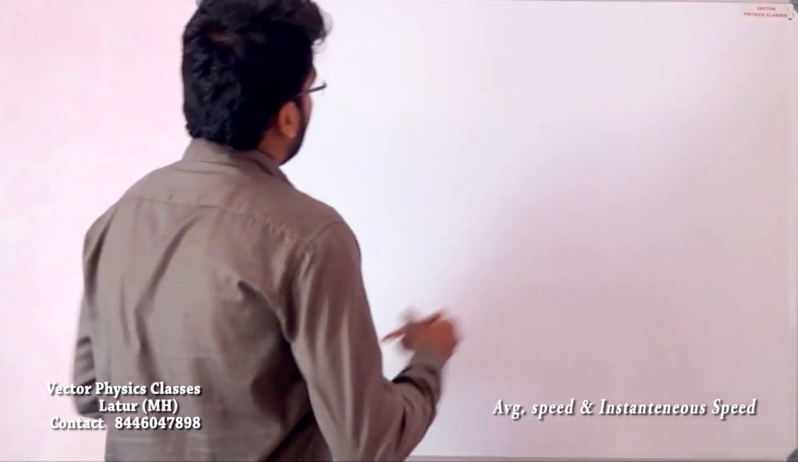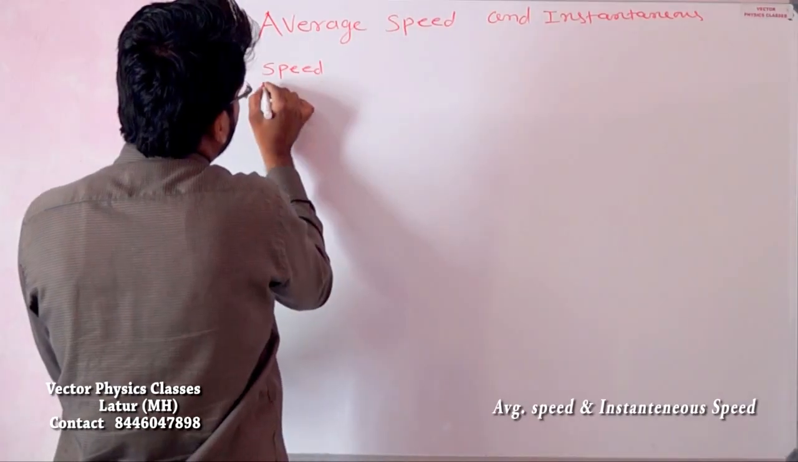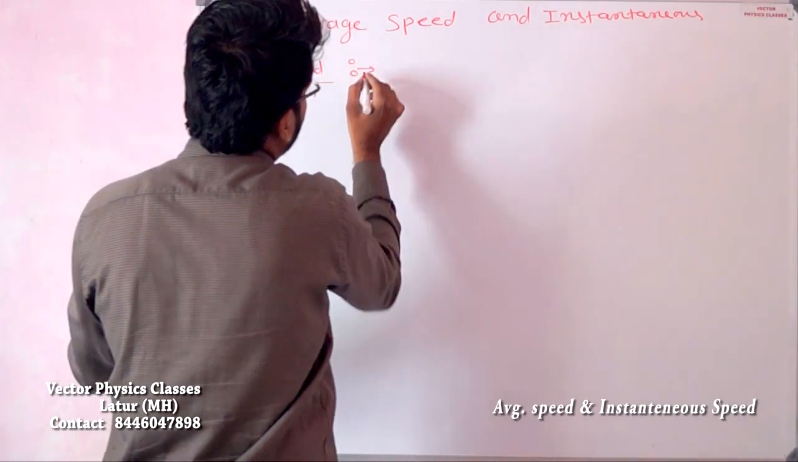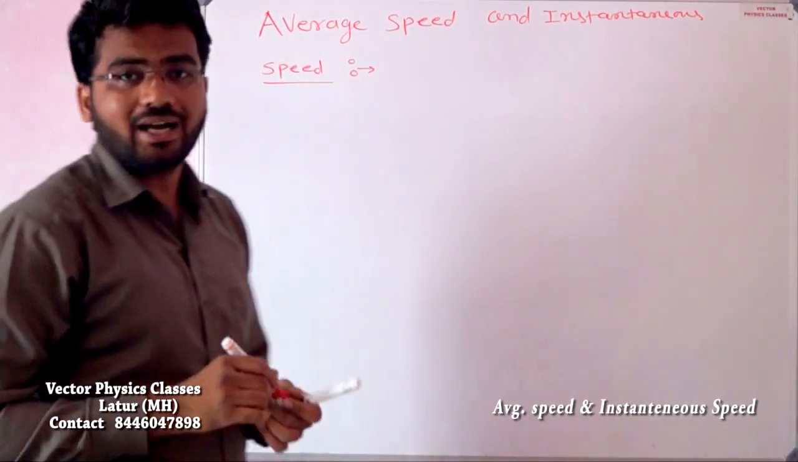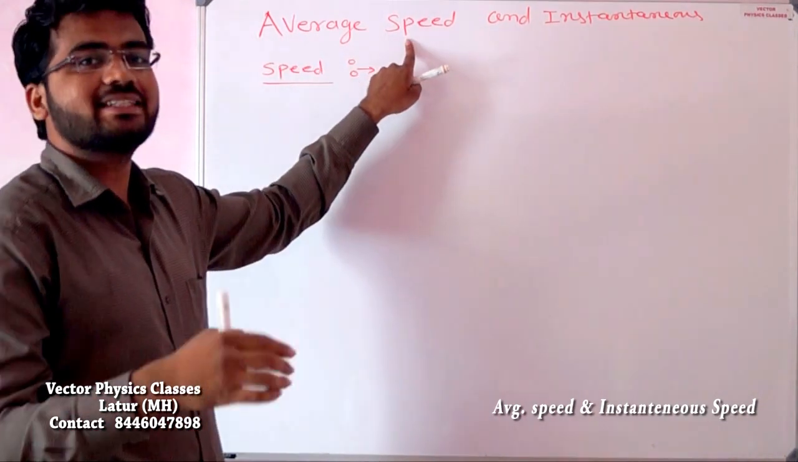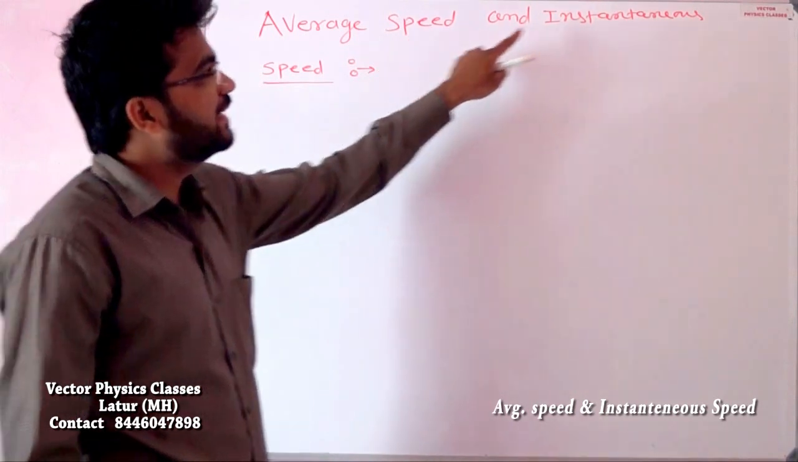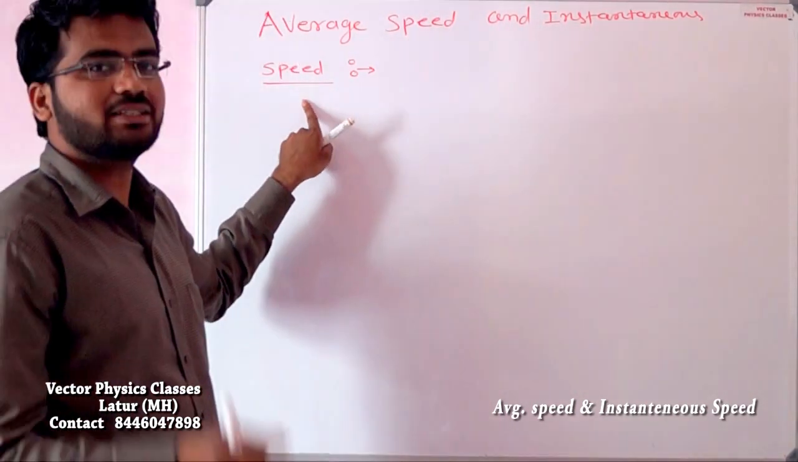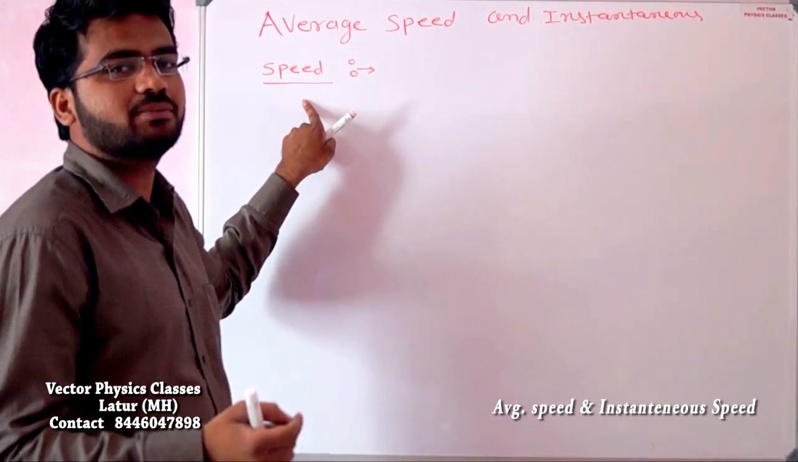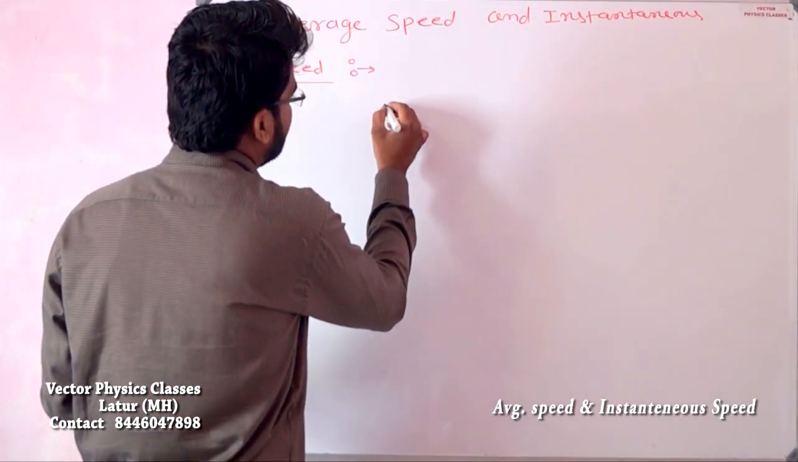Study about average speed and instantaneous speed. So now, what is average speed? Average speed is the total distance traveled by an object to the total interval of time, and instantaneous speed means at a particular instant of time what is the speed of an object, right?